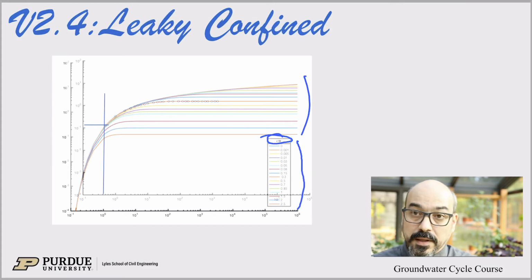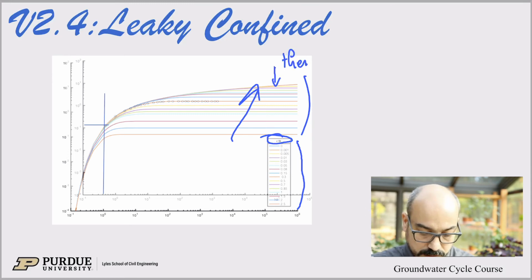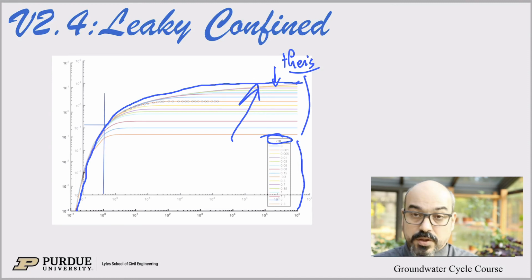Here's a whole family of R over B values, and you can see that basically you traverse a whole family of curves up to the Theis curve on the top here. So this is still our typical confined case, that top one. The top one is just the Theis curve, exactly the same as a completely confined aquifer. Of course, if R over B equals 0, we just have a confined aquifer.